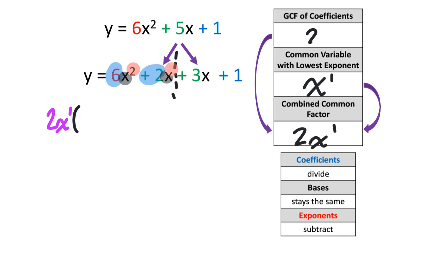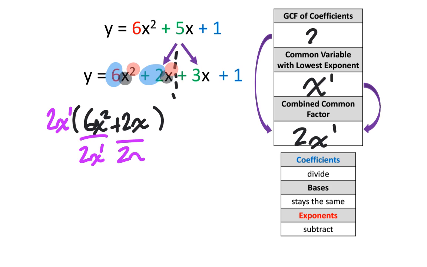In brackets, I'm going to rewrite what I had before, 6x to the power of 2 plus 2x. We now want to divide everything in the brackets by 2x to the power of 1. I'm also going to write in the hidden exponent of 1 over there. Since we are dividing terms, that means we're going to have to use the quotient rule.